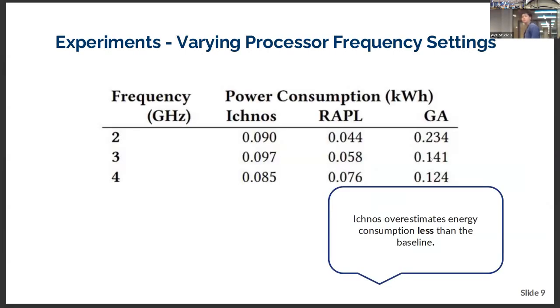The second experiment looked at running a small workflow on a node that we had access to, and we changed the frequency of the processor. So we've got our results on the left. Then we also monitored the energy consumption using RAPL through perf, just a wrapper around it, to be like the actual value. And then we also had a baseline of using Green Algorithms to estimate the energy consumption, using their calculator method. So both Ichnos and Green Algorithms overestimate this compared to the actual values, but Ichnos overestimates less than Green Algorithms, which we're saying is good.